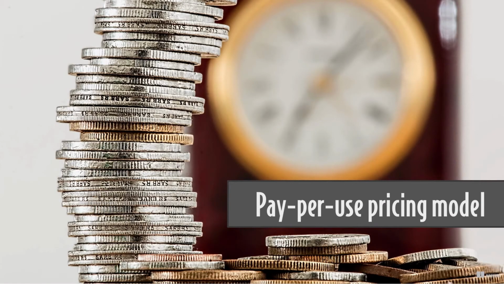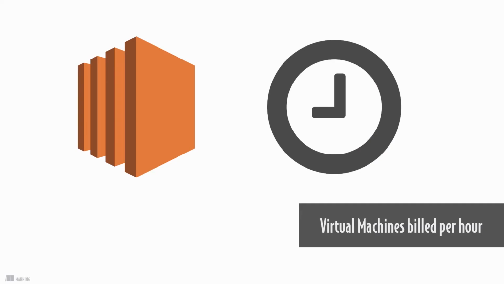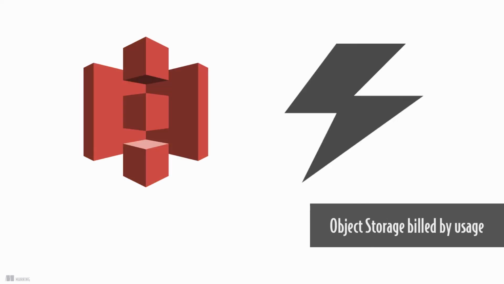AWS services are built based on a pay-per-use pricing model. For example, you have to pay for every hour a virtual machine is running, or you are billed by the storage you are using on the object store.